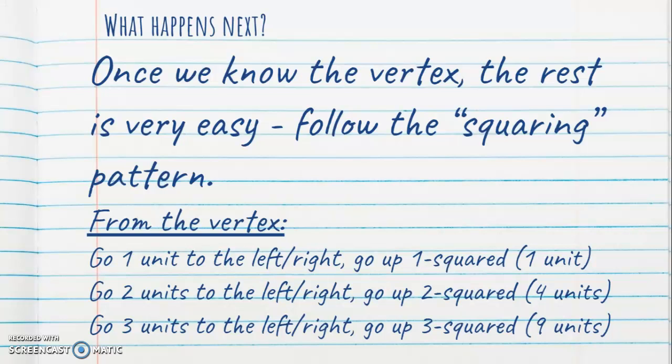Okay, so now that we know the vertex, how do we get to graphing? Because we go back to our essential question. It's on graphing the parabola. Okay, once we know the vertex, the rest is really easy. We just follow the squaring pattern. So what's the squaring pattern?